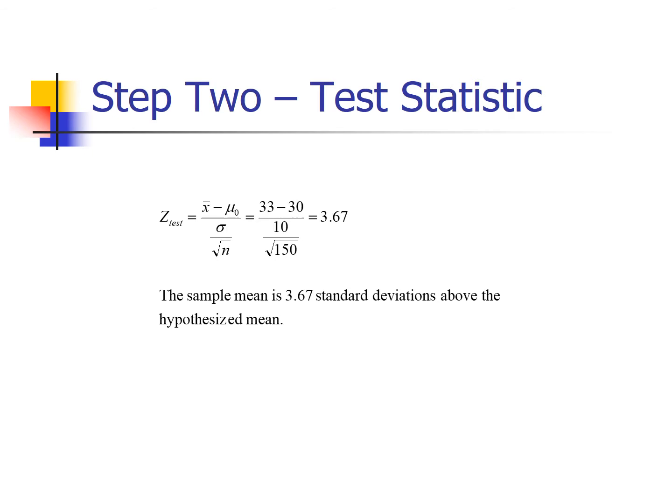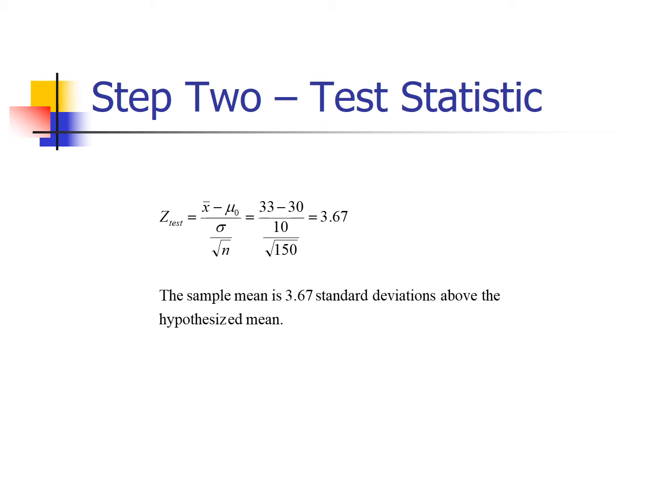Step 2, construct our test statistic. The formula for the test statistic is x bar minus mu naught divided by sigma over the square root of n. All those numbers are embedded in the previous word problem. Our sample mean was 33, our hypothesized mean was 30, our standard deviation we were told is 10, and we took a sample of 150 Big Macs.